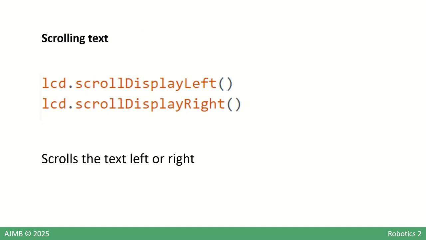You can also create a scrolling effect, especially if your text is too long and doesn't fit on the 16 by 2 screen, by using the LCD.scrollDisplayLeft or scrollDisplayRight function. Of course, scrollDisplayLeft will move the display to the left of the screen, and scrollDisplayRight will move the characters to the right of the screen, one character at a time.